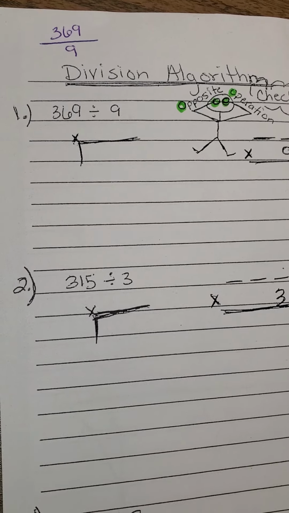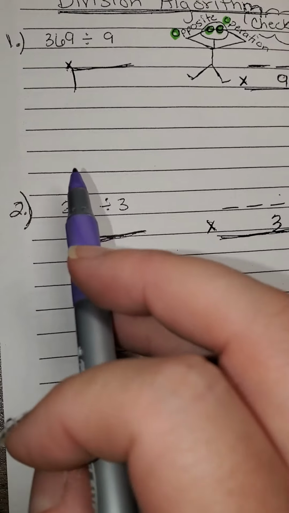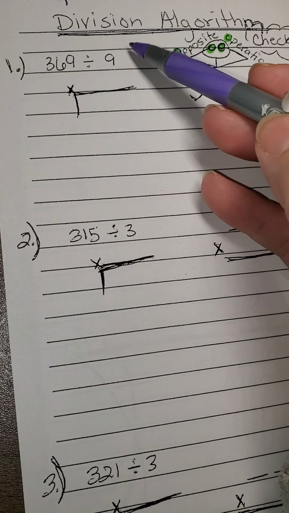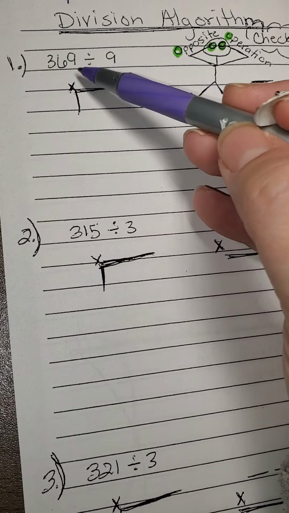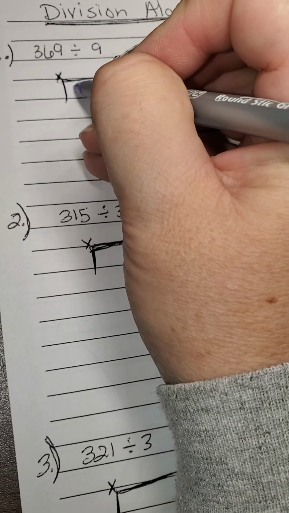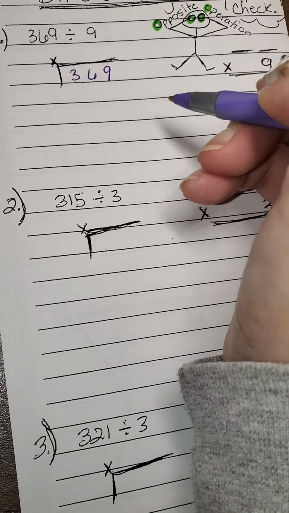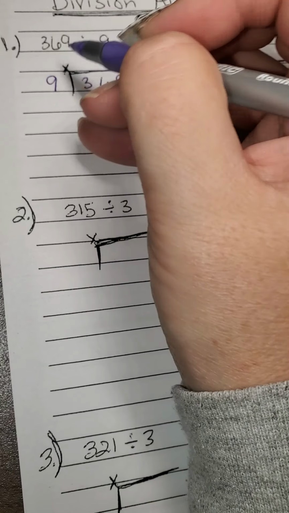Hi guys, let's take a look at our division algorithm. We're gonna do some long style dividing. So we've got 369 divided by 9. Whichever one you read first goes inside. So I'm gonna set that one up and I'm gonna space it out so I can keep my column straight. So 369 divided by 9.